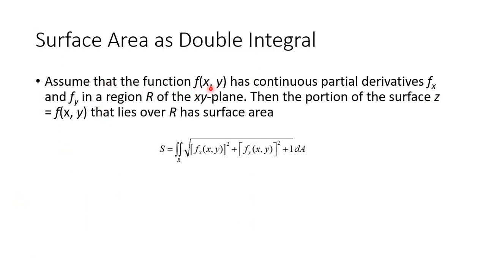Assume that the function f(x,y) has continuous partial derivatives fx and fy in a region R of the xy plane. Then the portion of the surface z = f(x,y) that lies over region R has surface area S equal to the double integral of the square root of fx squared plus fy squared plus 1 dA over region R.